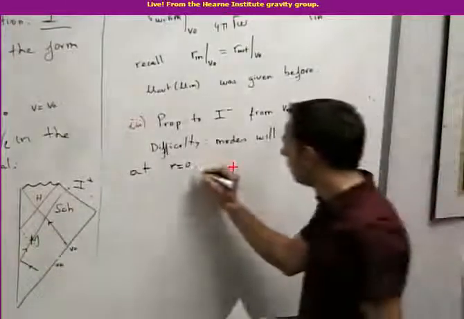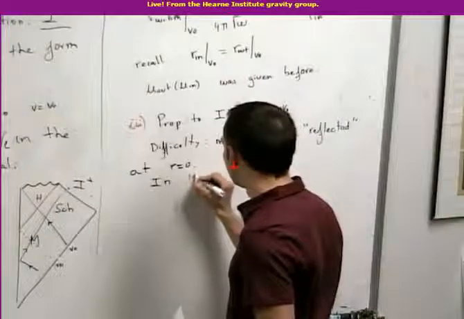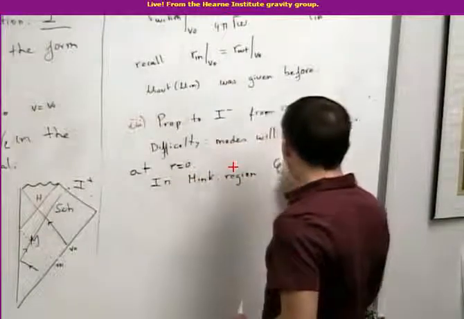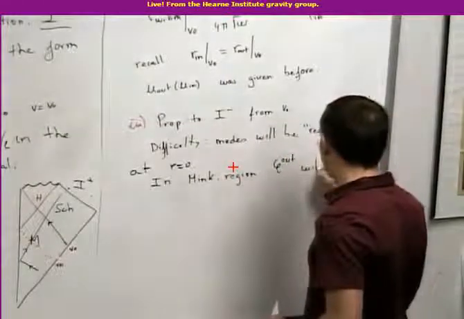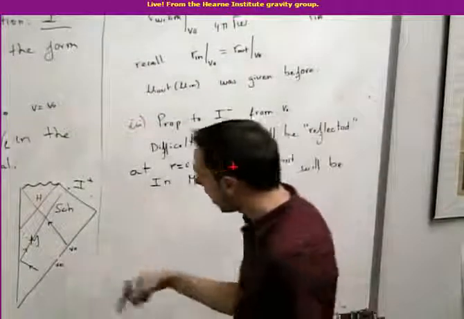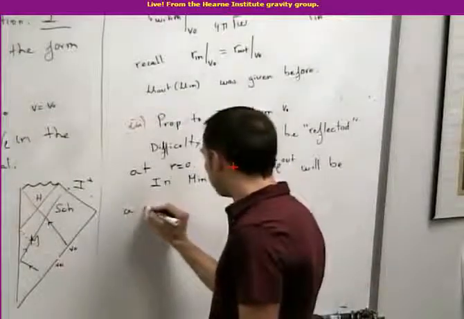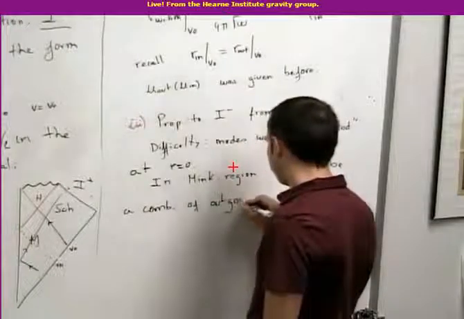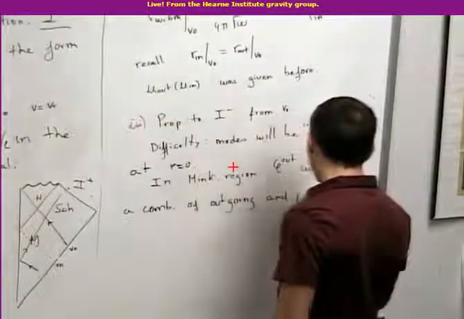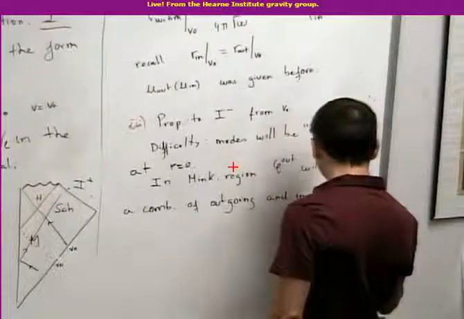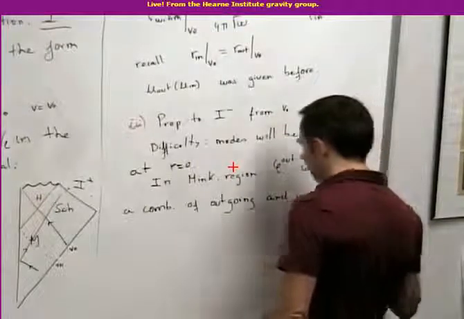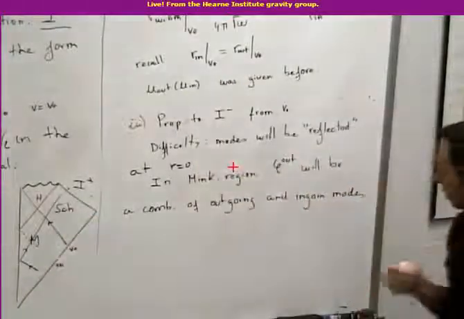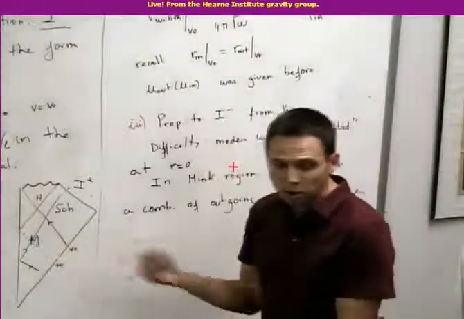So in the Minkowski region, the out modes will be a combination of outgoing and ingoing modes. And my duty, my work, has to be to determine which combination in particular.